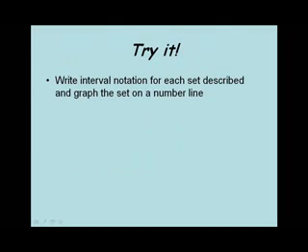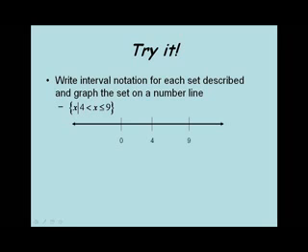So let's try it. We're going to write interval notation for each set described and graph the set on a number line. If we're given the set of all x such that 4 is less than x is less than or equal to 9, we'll start by drawing a number line with the numbers 4, 9, and I put 0 here just for reference. Then we graph with a parenthesis at 4 because 4 is not included in the set, and a bracket at 9 because 9 is included in the set, and shade the number line in between. In interval notation, we write the numbers from 4 to 9, not including 4, but including 9.